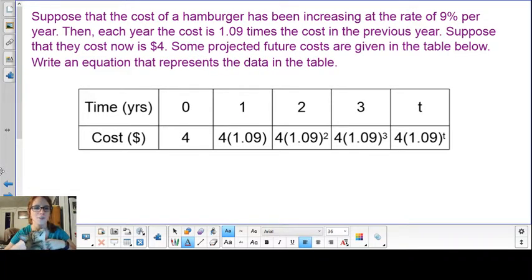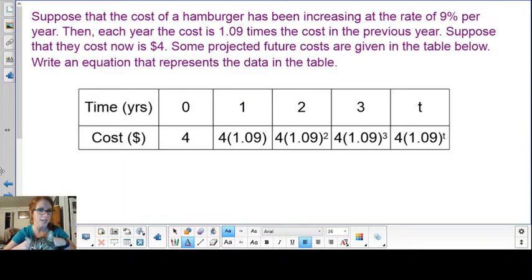So we're going to suppose that the cost of a hamburger has been increasing at a rate of 9% per year. Then each year the cost is 1.09 times the cost of the previous year. Suppose that they now cost $4. Some projected future costs are given in the table below. Write an equation that represents the data.